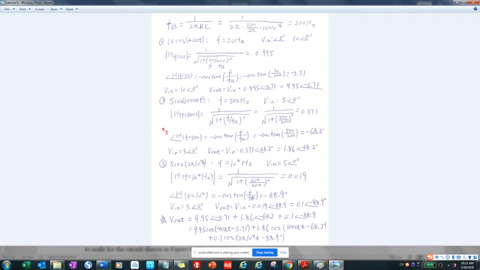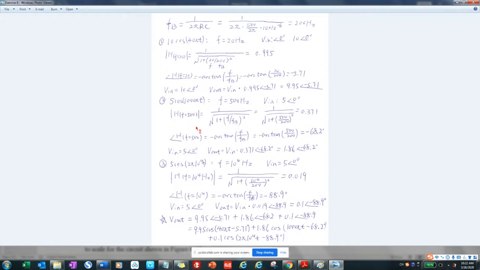Now let's look at the second component, 5 cosine 1000 pi t. We first identify the frequency. 1000 pi is omega, so the frequency equals 500 Hz. And the input using the phasor representation is 5.